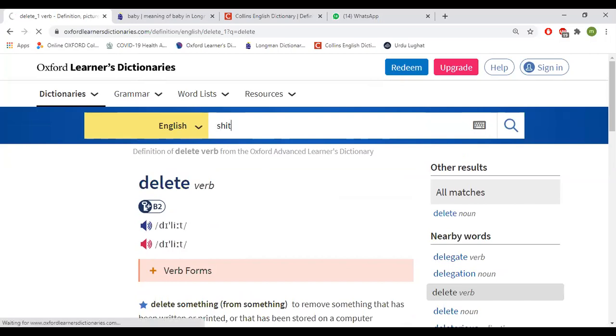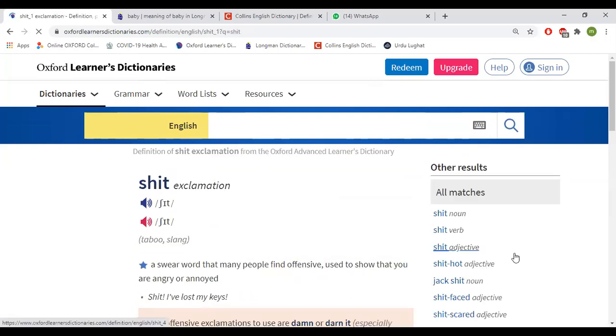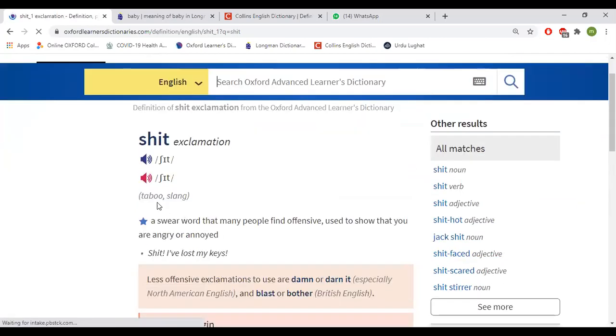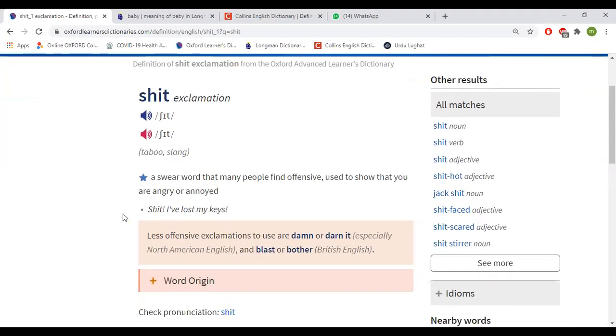वो वर्ड जो मैं आपको दिखाना चाहता था, शिट, उसका आप कॉलोकेशन और रजिस्टर चेक कर लें। ये देखें सामने आ गया। शिट का इस्तेमाल टेबू भी है और स्लैंग भी है, दोनों है। तो इसीलिए इस वर्ड से हमें बचना चाहिए। It is an exclamation, ये एक एक्सक्लेमेशन है जिसका इस्तेमाल बहुत आम होता है। It's very commonly used. So it is a swear word, यानी कि स्ट्रॉन्ग वर्ड है that many people find offensive. बहुत से लोग ऑफेंसिव इसको समझते हैं। तो that is why we must avoid this word.